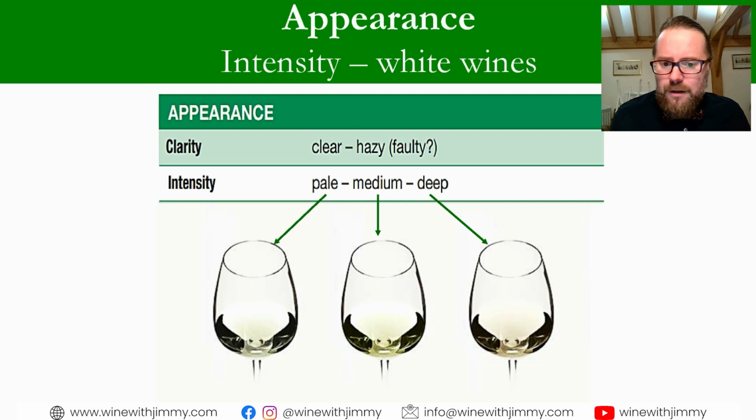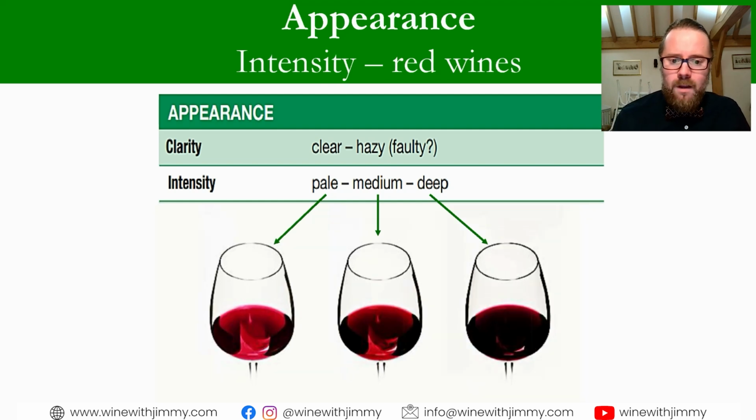On these pictures you're looking at probably about 1 centimetre of watery rim on the pale style, a little bit less than that for medium, and then much less than that for deep style. Hopefully that gives you an indication of the intensity. And then we've got red wines.